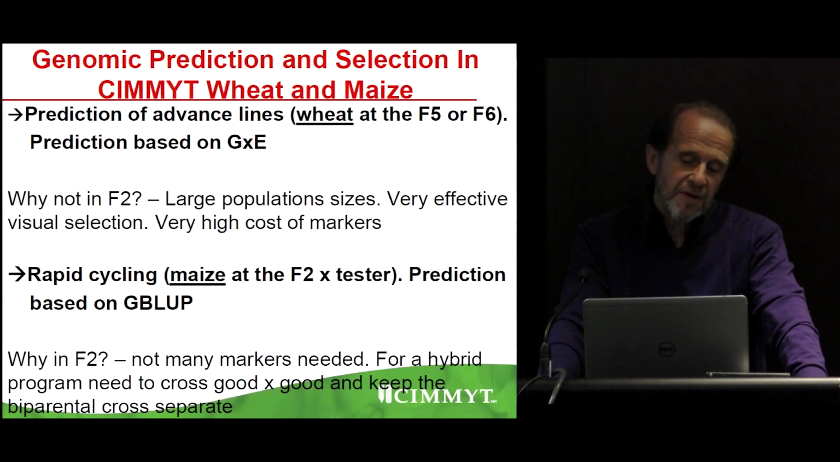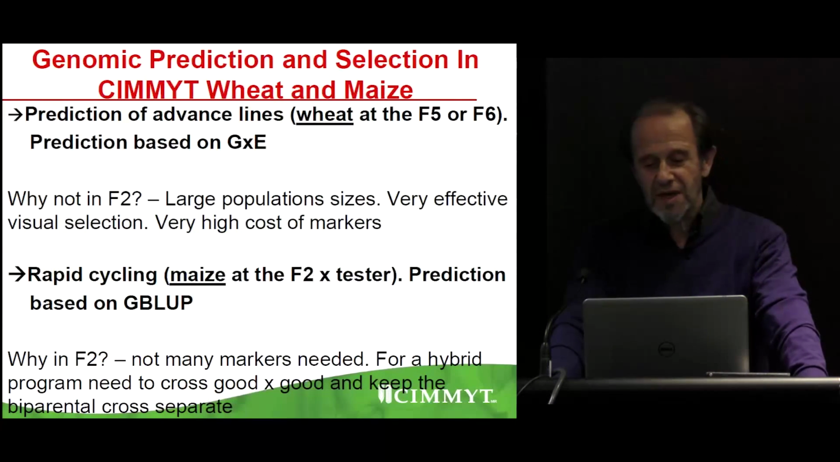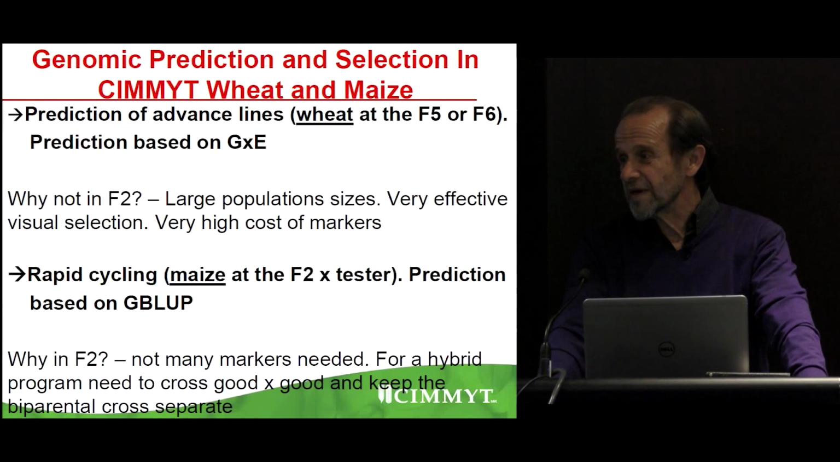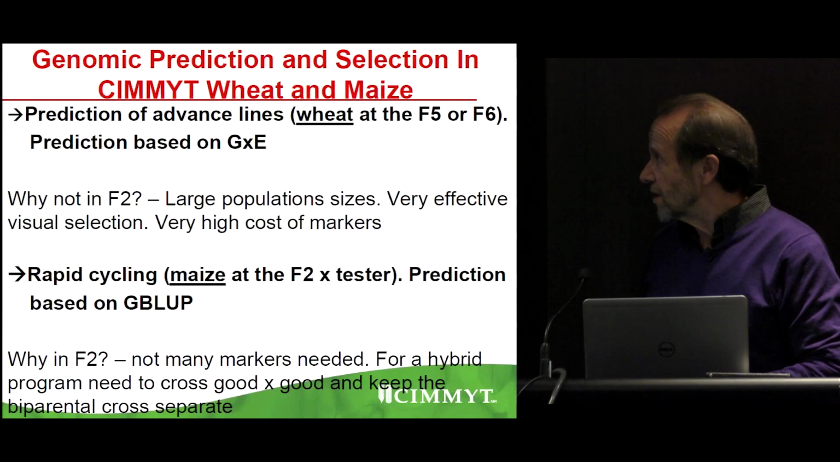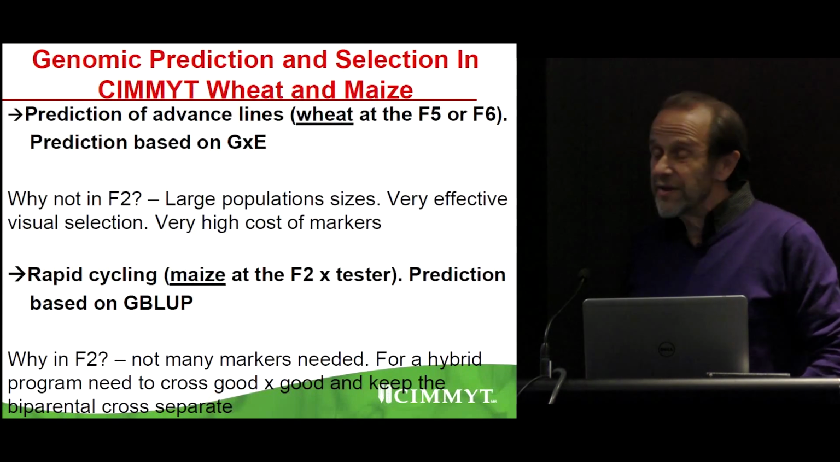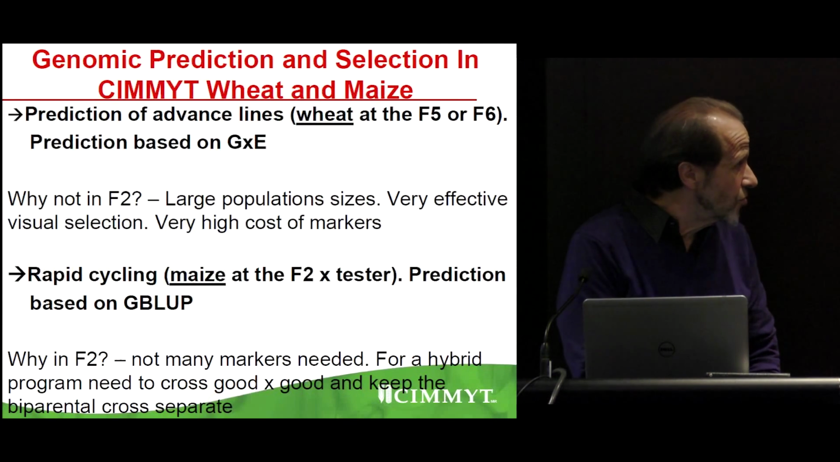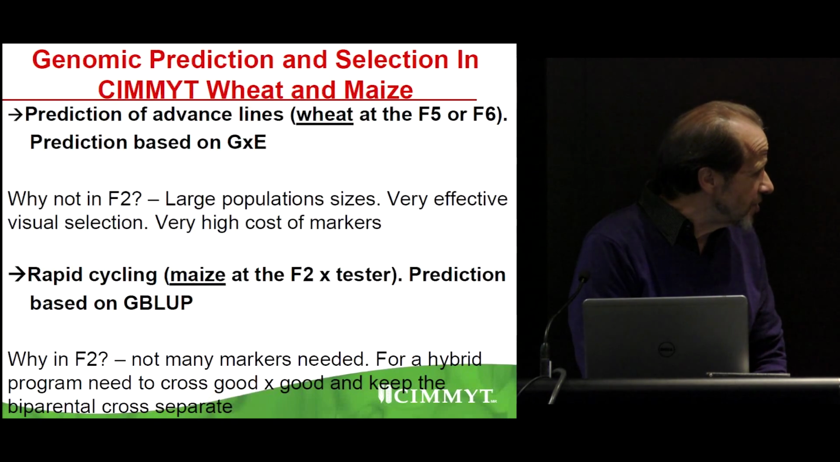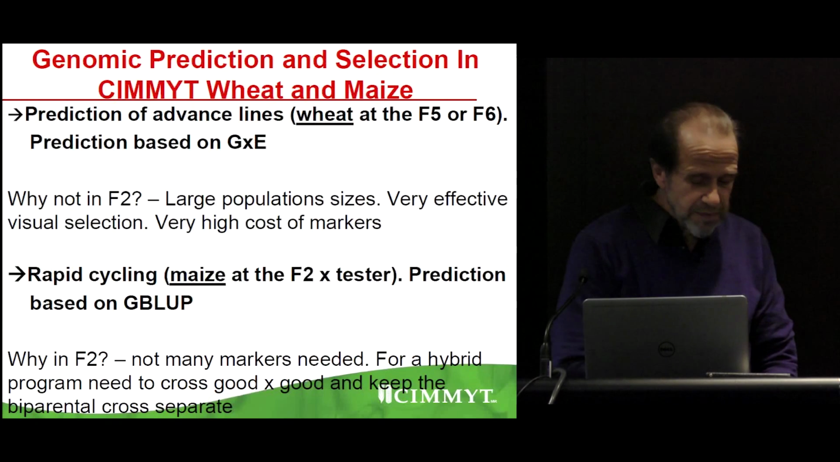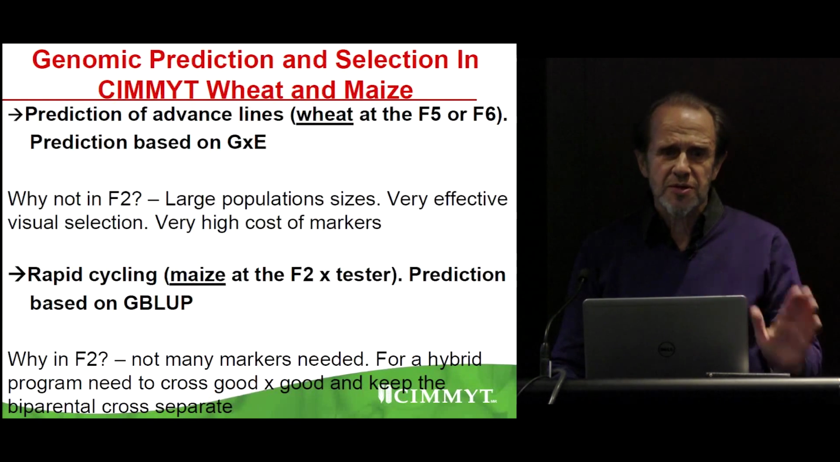Why not in F2? Because of large population size, very effective visual selection, and very high cost of markers. I mean, you don't do this in wheat. In maize, at the F2, they cross the F2 with a tester, then the prediction can be based on G-BLUP doing rapid cycling, and I will show you some results.